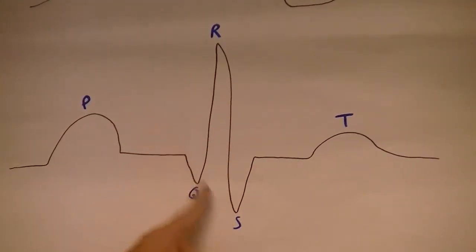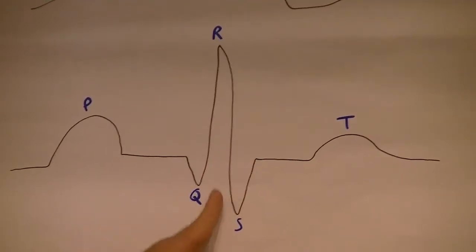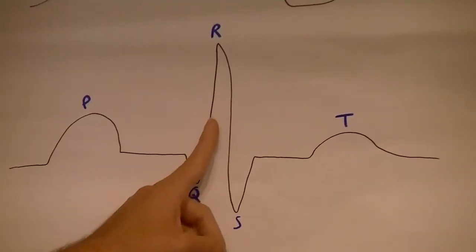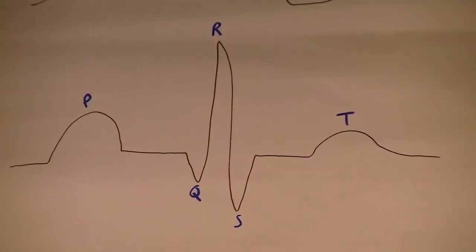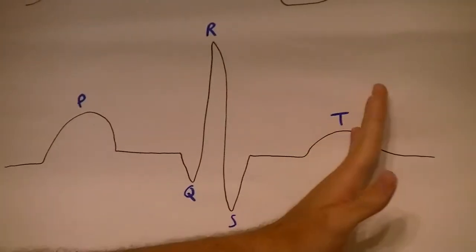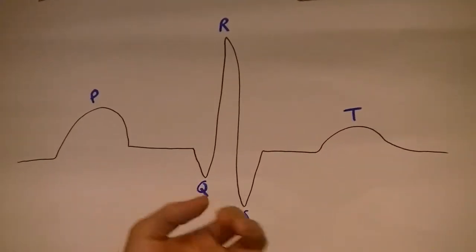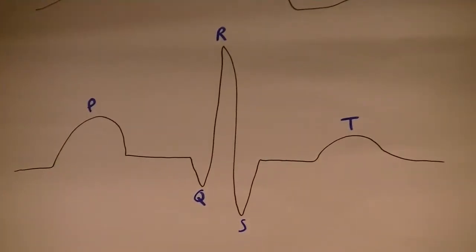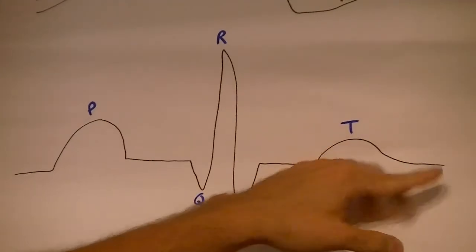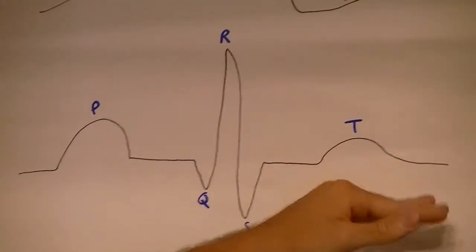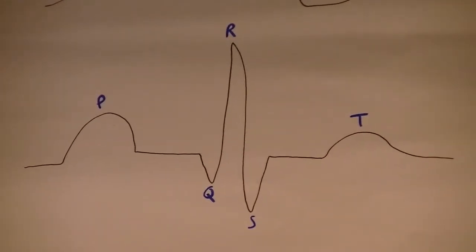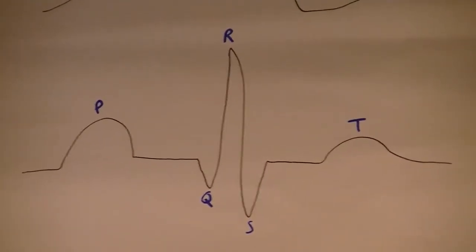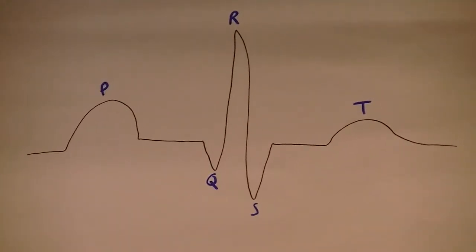QRS, this is the ventricle depolarization. Also hidden in here is atrial repolarization. Somewhere between the S and the T wave is when the ventricle will actually contract. Because remember, it needs time to bring in that calcium before it can actually contract. Finally, the T wave is ventricle repolarization. And that's it.